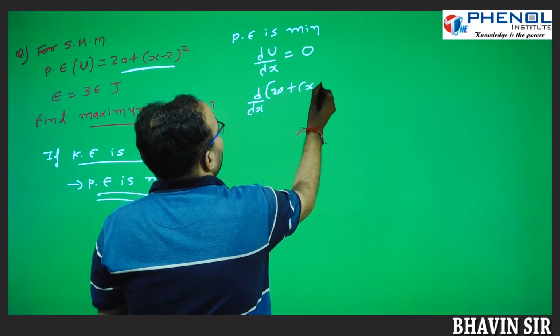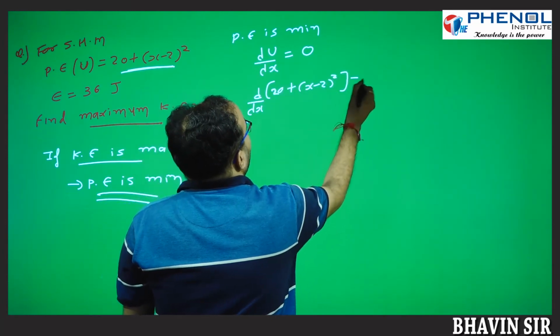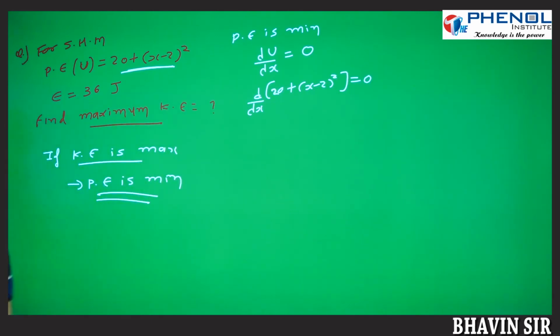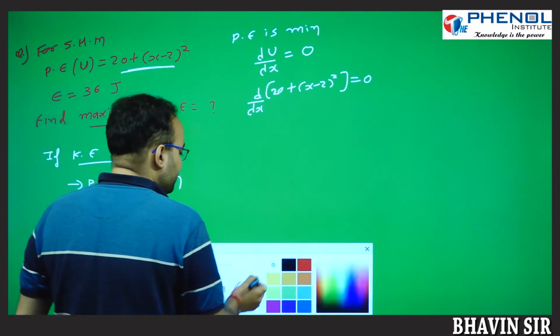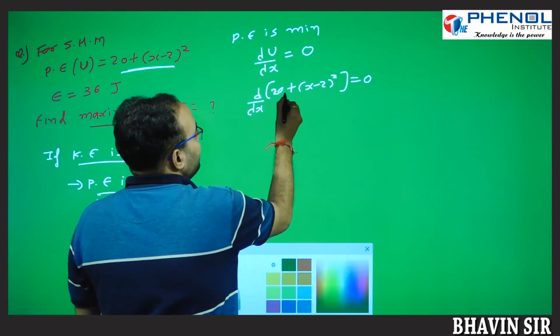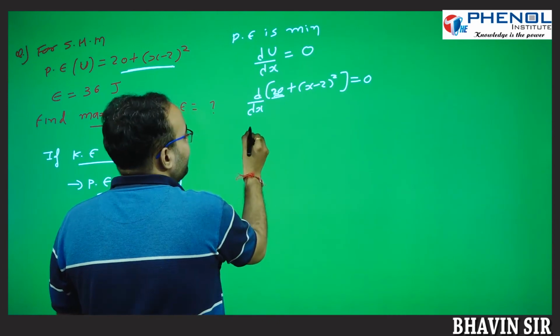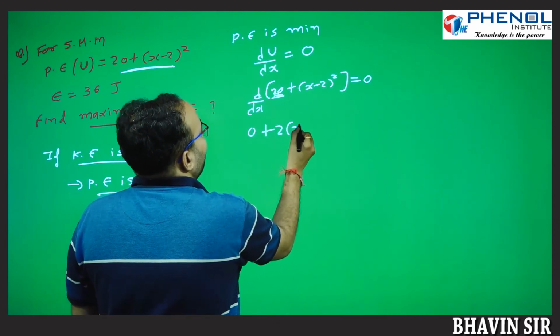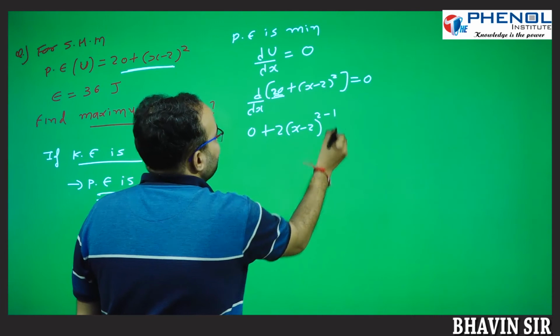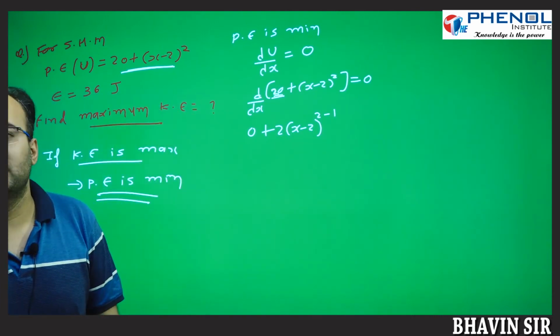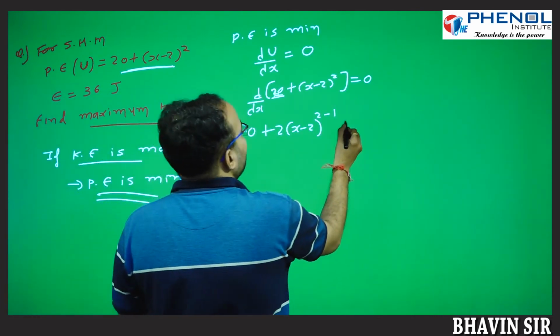Potential energy is 20 plus (x minus 2) whole square. What is the total energy? What is the potential energy? 20 plus (x minus 2) whole square. Now differentiation of 20 is 0. Now what is the formula of differentiation? Multiply with the power and reduce 1 from the power.